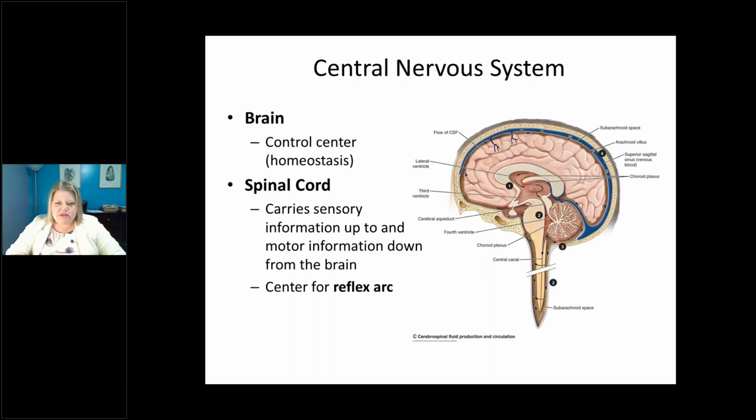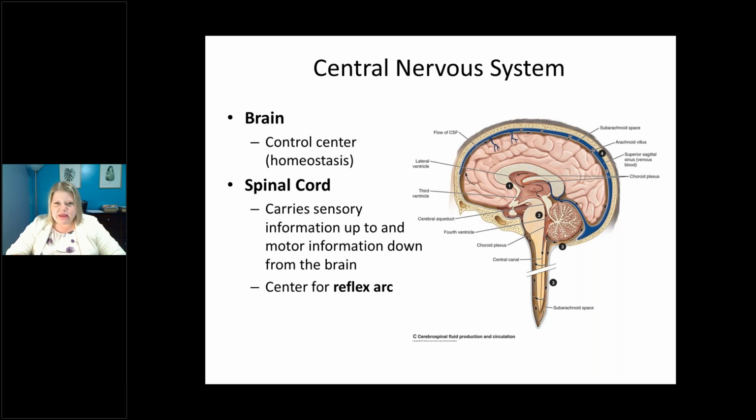So the central nervous system consists of the brain and the spinal cord. The brain obviously is housed in the cranium or the skull. It's the control center. It maintains homeostasis for all functions of the body. It is the governor. It's the most important part, within reason, of our body, right? Our brain controls everything, and homeostasis is regulated by this, and that's hugely important.